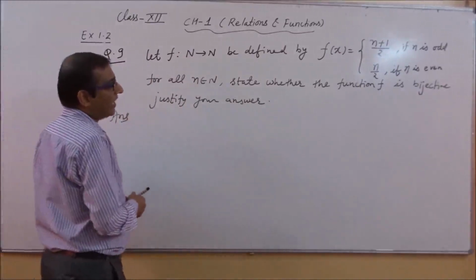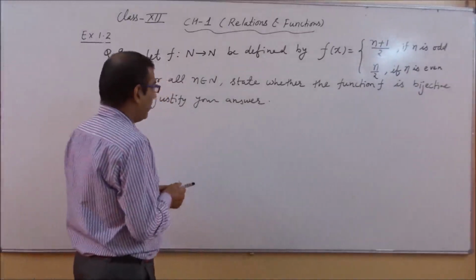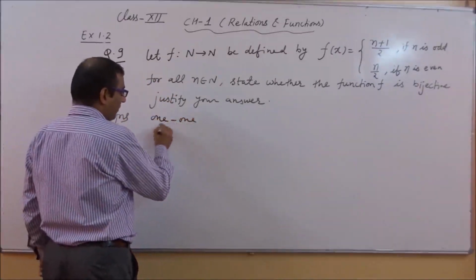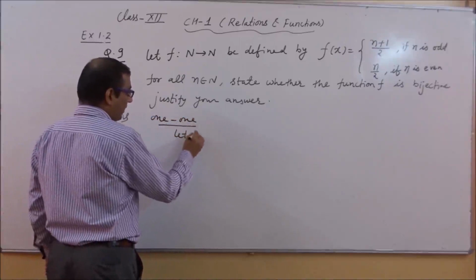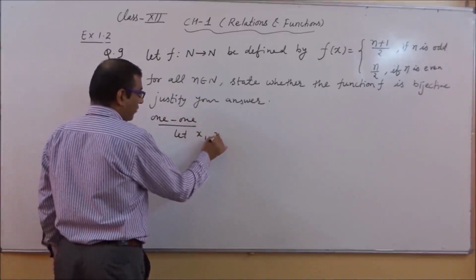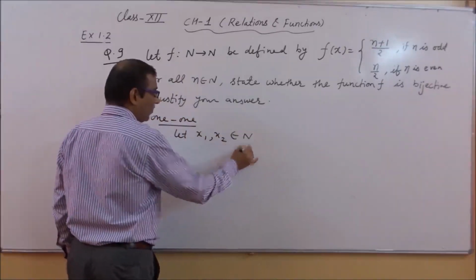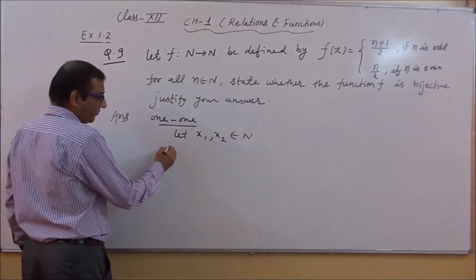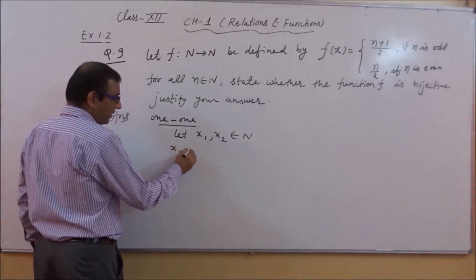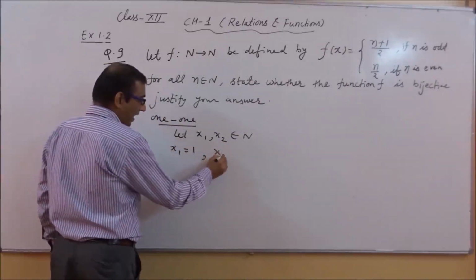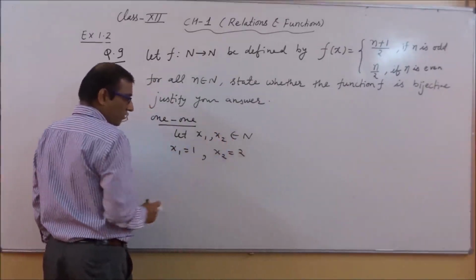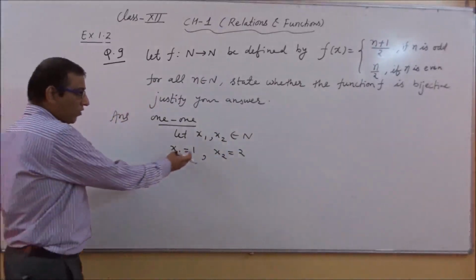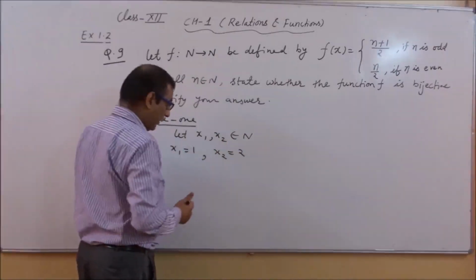The given function is (n plus 1) upon 2 if n is odd. So first we will continue with one-one. Let x1 and x2 belong to natural numbers. If I take x1 as 1 and x2 as 2, as we know very well, natural numbers start from 1, 2, 3 and 4. So 1 is odd and 2 is even.